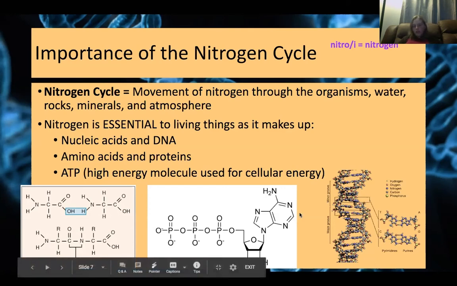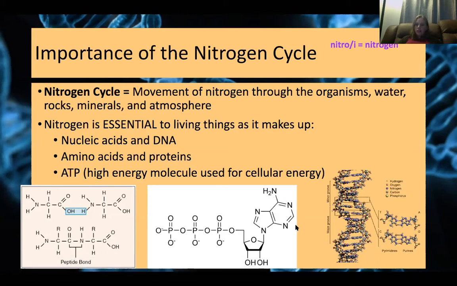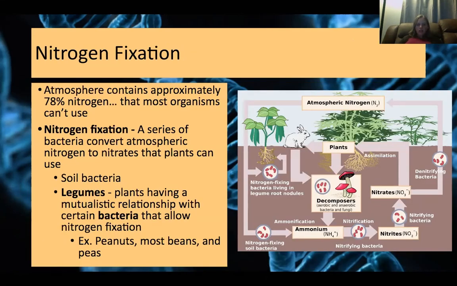And we also see nitrogen present in our ATP molecule, adenosine triphosphate, and this is your body's currency of energy. This is how your body is going to spend its energy. The atmosphere is mostly nitrogen. It's about 78% nitrogen, so it's a large pool, but most organisms can't use this. I think of it as being broken when it's in the atmosphere, and if you want to use something that's broken, you have to fix it.